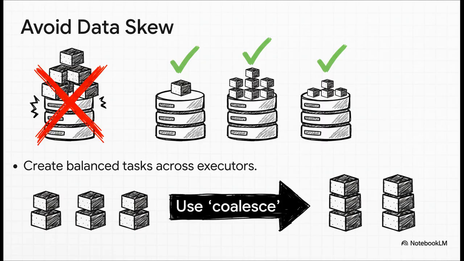Oh, and here's a pro tip for you. When you're ready to write your final data out, use Coalesce. It's a super efficient way to reduce your partition count without triggering another big, expensive shuffle.